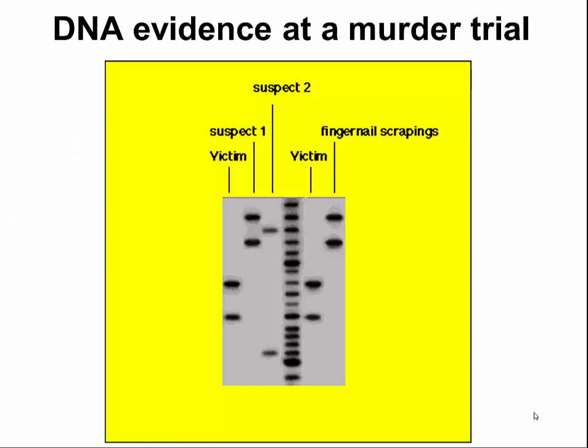Here's another example. We have a nice example of DNA evidence at trial. We have our ladder here in the middle. We have a victim here with 2 bands. We have fingernail scrapings that were taken from underneath the victim's fingernails, and then we have suspect 2 shown here with 2 bands and suspect 1 shown here with 2 bands. Obviously, if these 2 suspects are the only possibilities, then the DNA is, of course, a perfect match for suspect 1. In other words, suspect 1's DNA, if there are only 2 options, must be underneath the victim's fingernails.